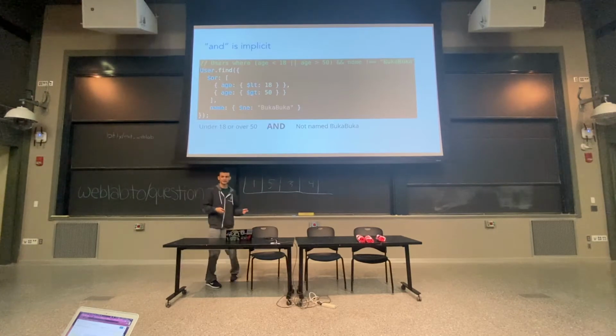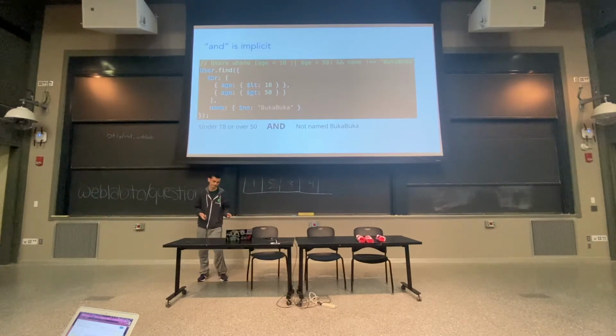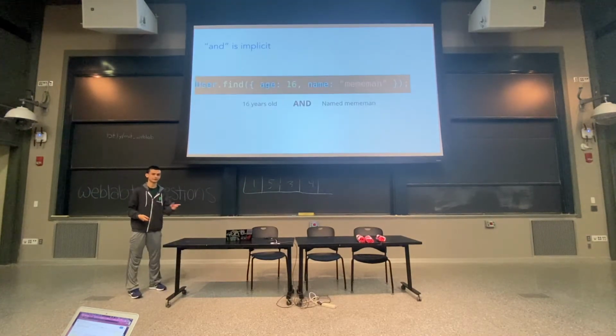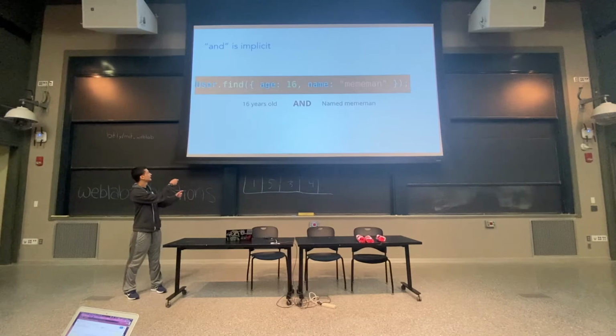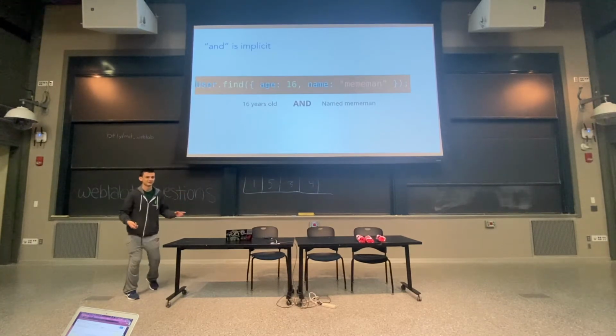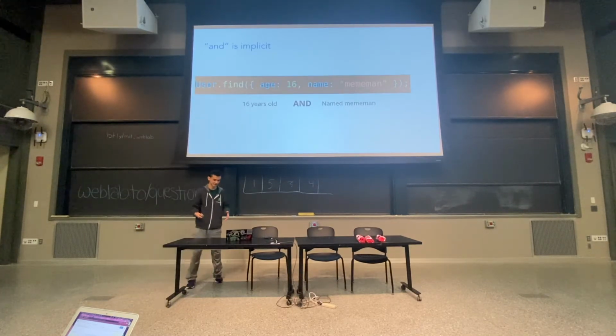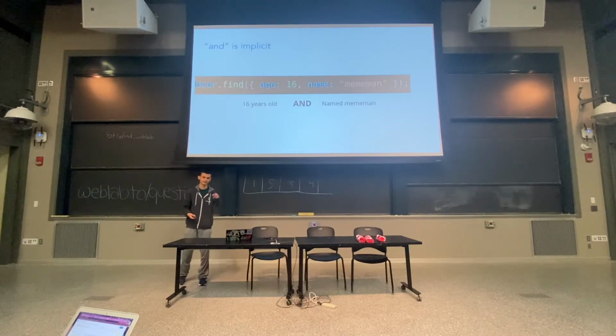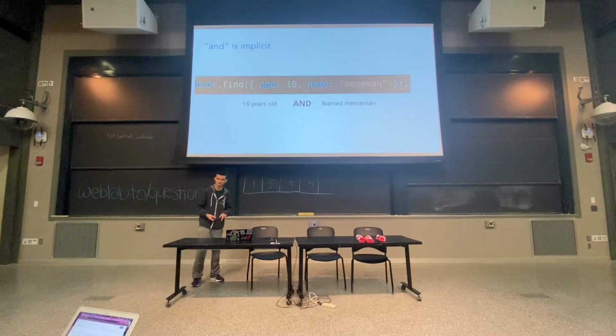You'll notice that I never explicitly wrote $and. That is a thing, but you usually don't need it, because when you have a list of criteria, they're ANDed by default. It assumes that if I say age 16, name Me Man, I'm looking for somebody that is 16 and the name is Me Man. So the point is, and is implicit. But if you want to do or, then you have to explicitly say $or. Great.